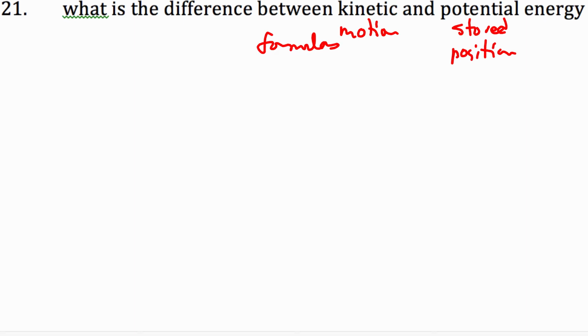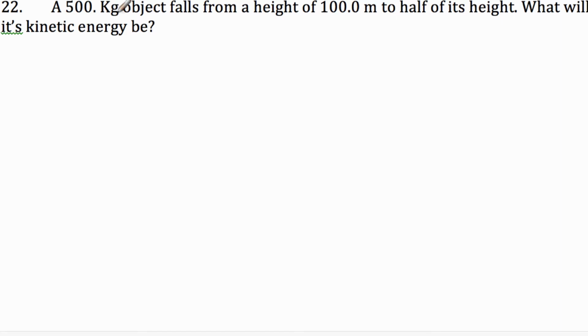All right. So that's sort of a definition type question. All right. Here's another one. A 500 kilogram object falls from a height of 100 meters to half of its own height. So what will its kinetic energy be? Okay. Well, I've got kinetic energy is equal to 1/2 mv squared. I have a mass, but I don't have a velocity, nor do I have the kinetic energy. Can't really use that formula.